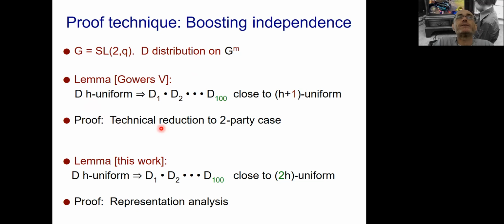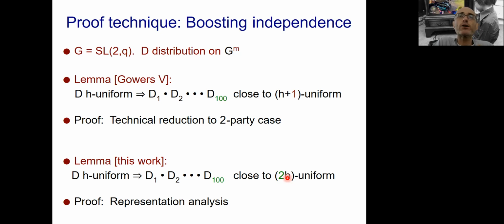The proof of this result was a somewhat technical reduction to the two-party case. And what we do in this work, first we prove a better bound. We prove that you go from H uniformity to 2 times H uniformity. So this gives an exponential number of savings in the number of iterations, and that's what gives the single exponential bound in K in our work, as opposed to the double exponential bound in K in the Gowers and Viola previous work.